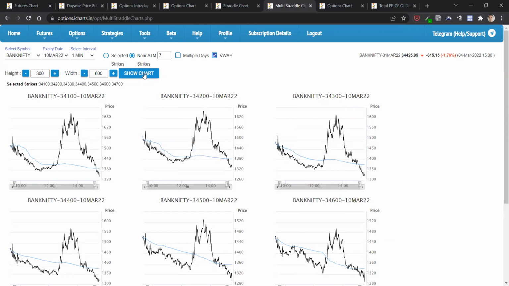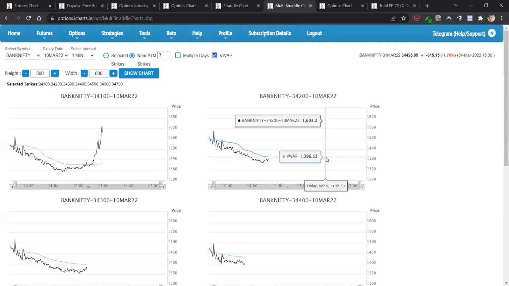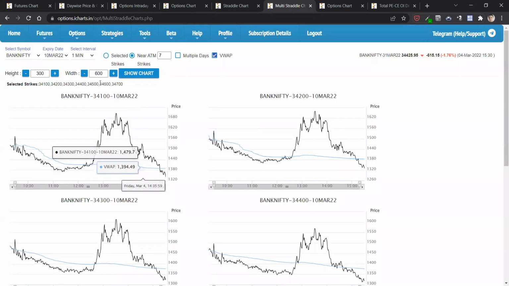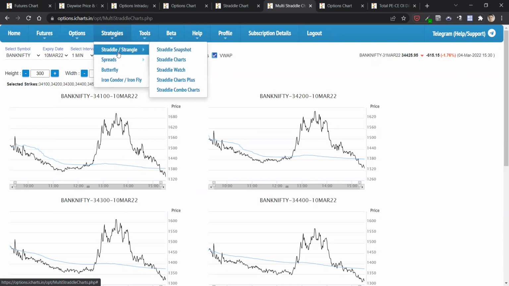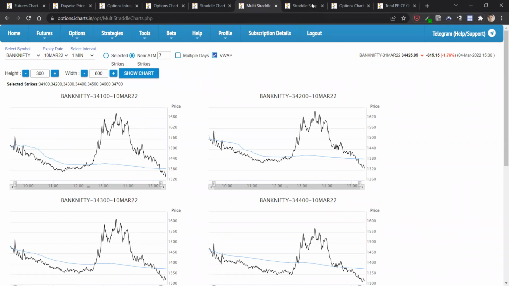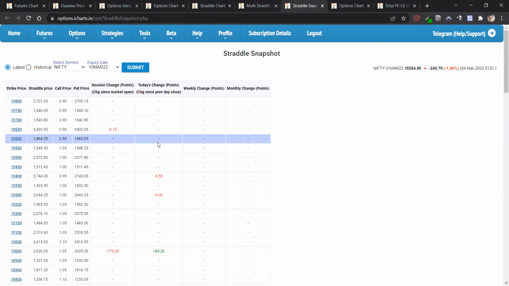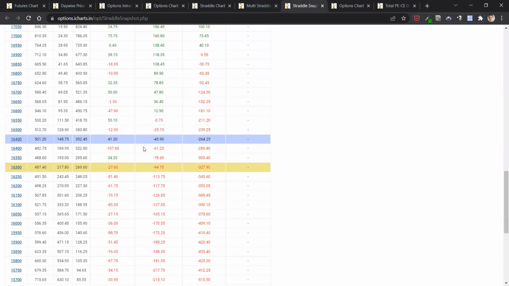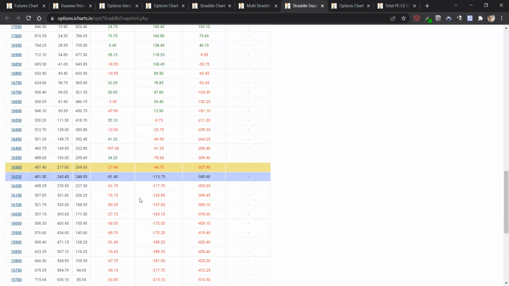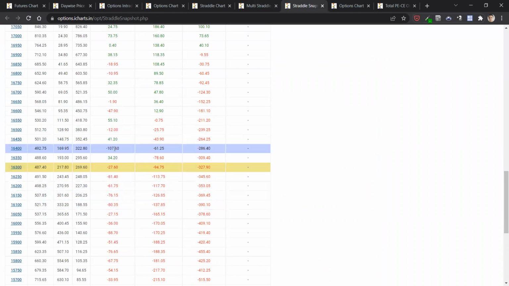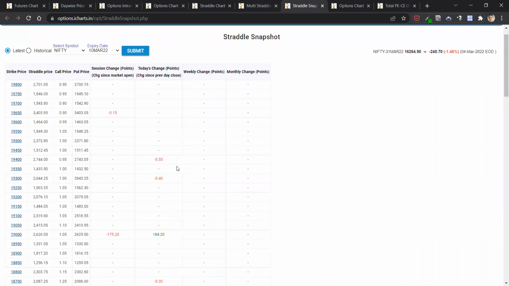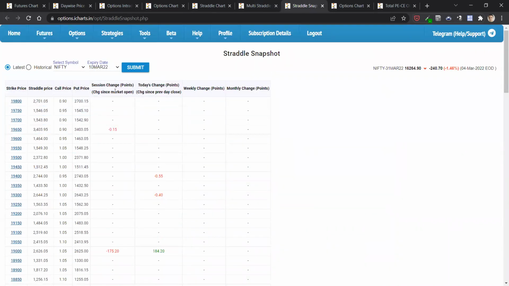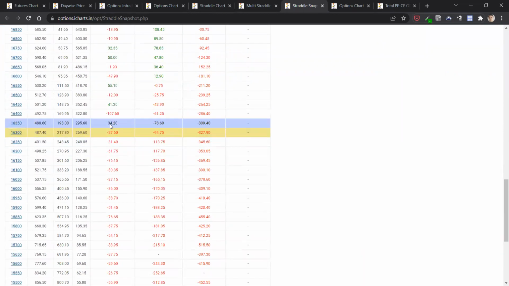What is the use of snapshot and straddles? The straddle snapshot column is just to give you a quick overview of where the decay is happening in straddles. This is at the money, so you quickly know where the decay is happening. Obviously, most of the time the decay will be around over here, but it will just tell you what is happening currently in this particular session, like today, and then since previous close, and 1 week change and monthly change. All this in points.